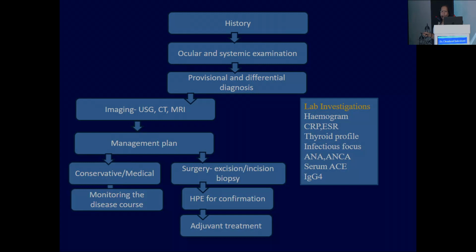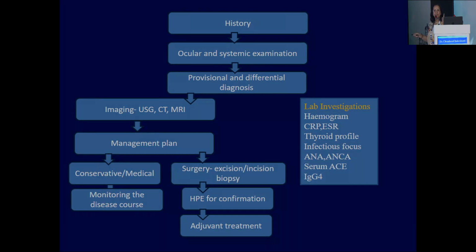Some of the patients we can manage with a conservative plan. Even in idiopathic orbital inflammatory disease, we will not always give corticosteroid immediately. We can wait and watch, because some of these mild cases can spontaneously resolve. Then medical treatment in the form of corticosteroid, as I told, either oral or intravenous steroid, or you can even give an intralesional injection if there is a tumor-like lesion or orbital inflammation. Monitoring the disease course is very important.